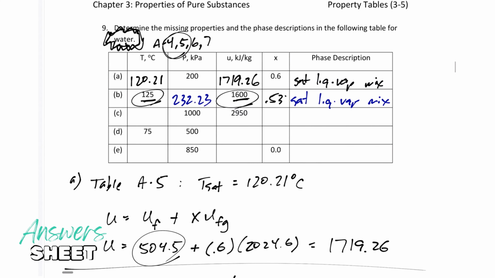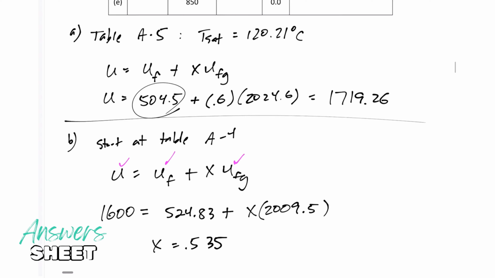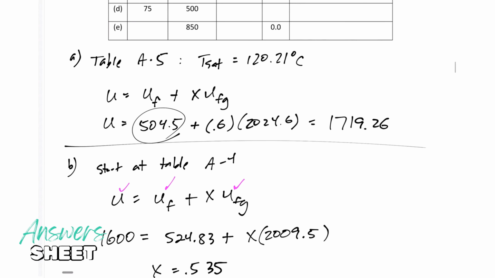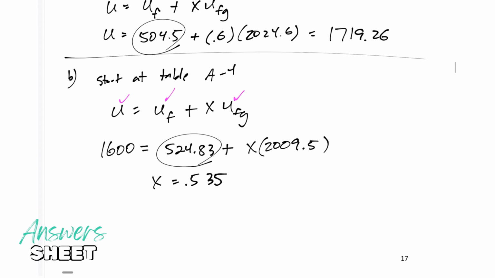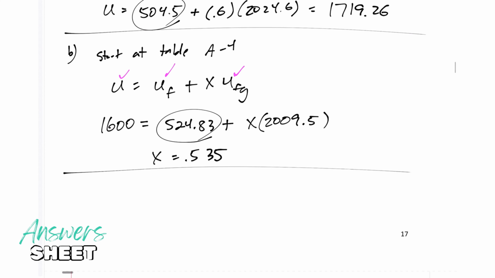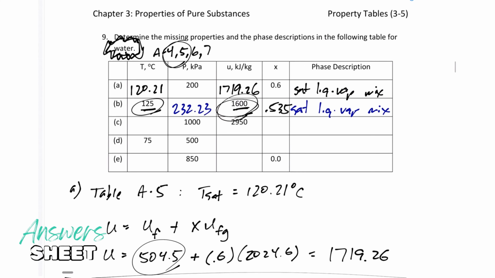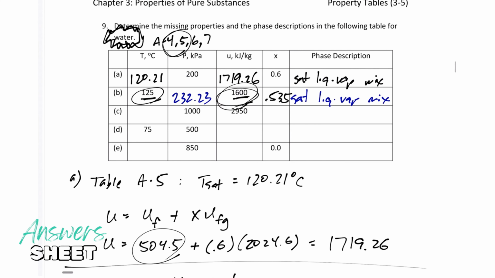0.535. And does that make sense? Was 1600 53% of the way between 524 and, I think the ug was 25, right? The ug would have been 25, 30 something. Yes. So, just make sure your answers are in the right range. Make sure they make a little bit of sense.